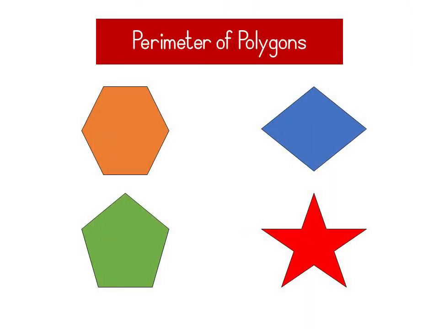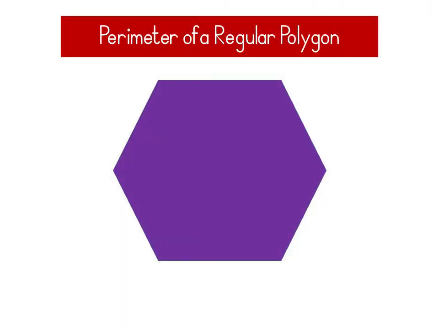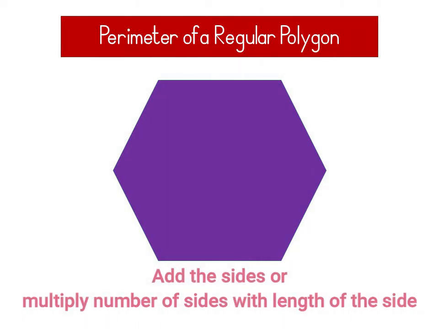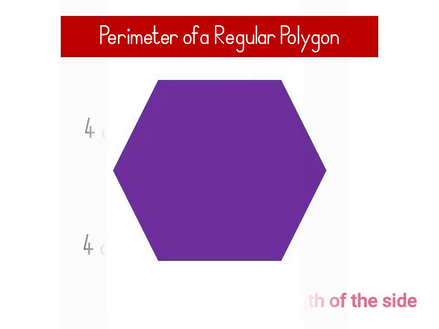Explain to learners that polygons are shapes with straight sides. We therefore only need to add the sides to find the perimeter of a polygon. For example, 5 plus 5 plus 5 plus 5 equals 20 centimeters. Remind your learners that all sides of a regular polygon are the same length. Where all the sides are the same length, we can either add the sides or multiply the number of sides with the length of the side.